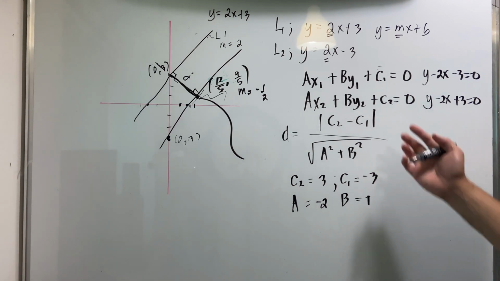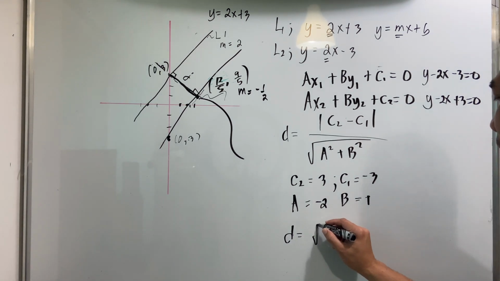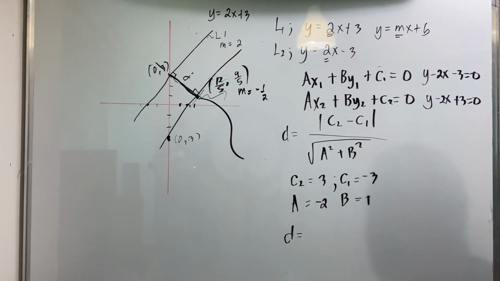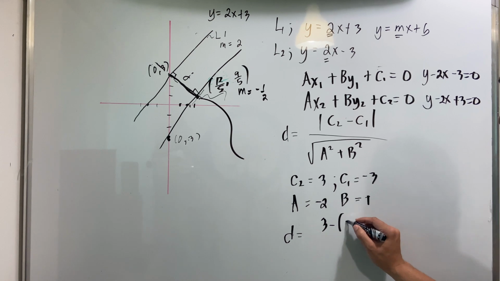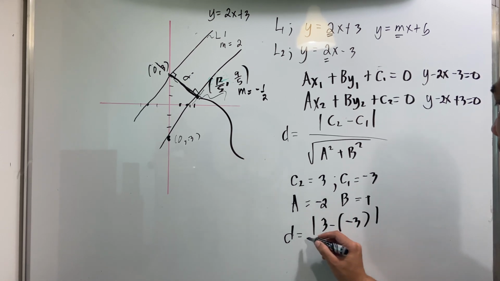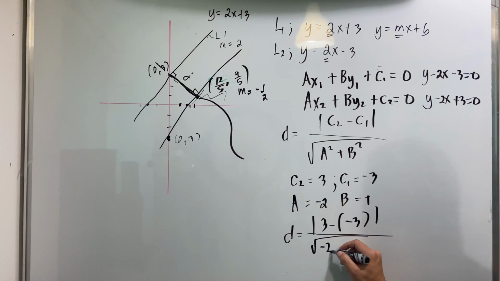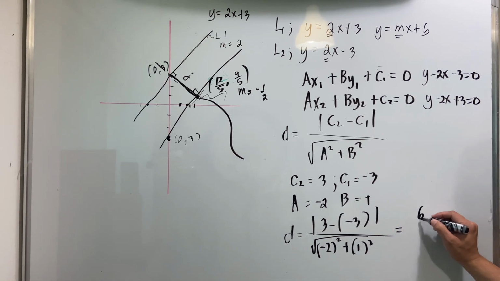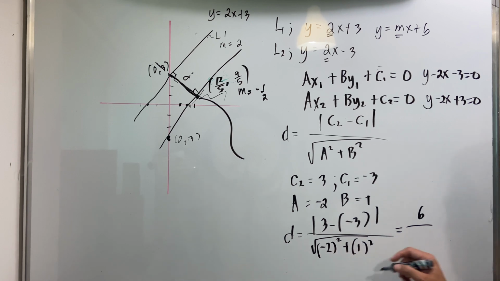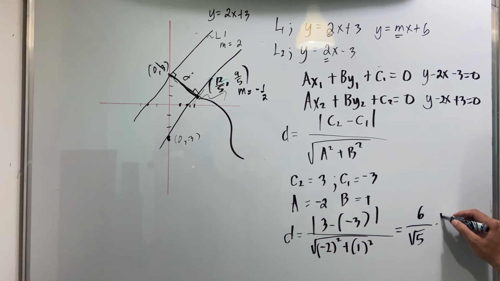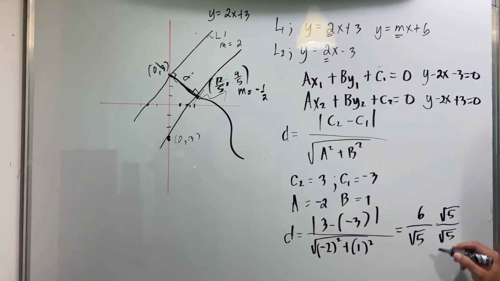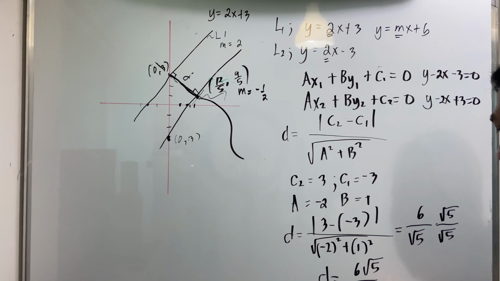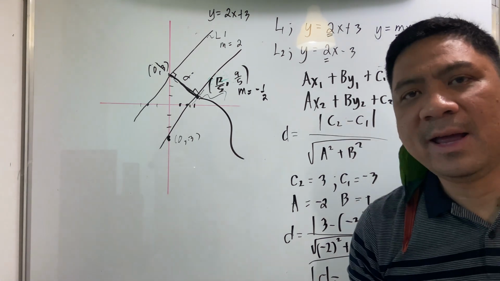Okay? So just plug in the values on our formula. So we have c2, 3, minus c1, which is negative 3, get the absolute value, over the square root of negative 2 squared plus 1 squared. So this will give us 6 over the square root of 4 plus 1, that is square root of 5. And then we have to rationalize, so we have square root of 5 over square root of 5. So therefore, we get the same answer of 6 square root of 5 over 5. So that would be our answer.